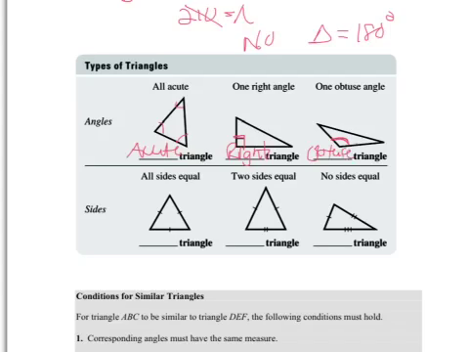If we go down here, it says all sides equal. So we have this side, and this side, so this is actually an equilateral triangle. Here I have two sides that are equal, and then I have one side that is not equal. So this is an isosceles triangle. And then here I have this side, and this side is not equal, and this side is not equal to that. So I have three different sides that are not equal, so that is a scalene triangle.